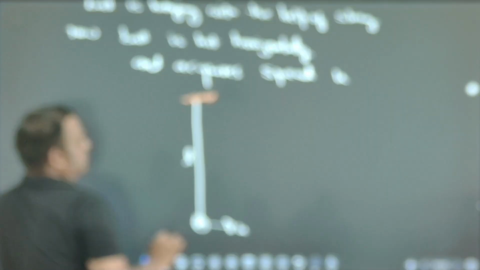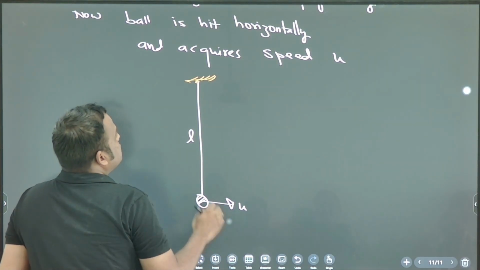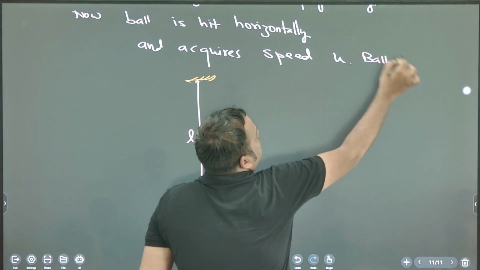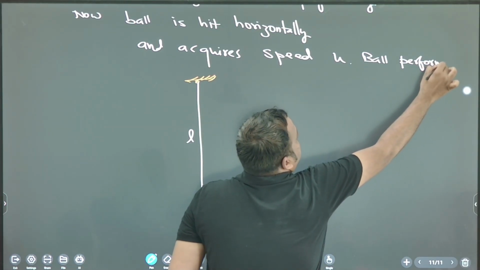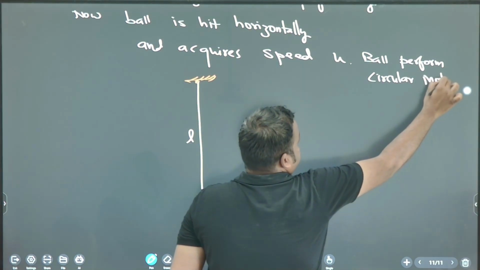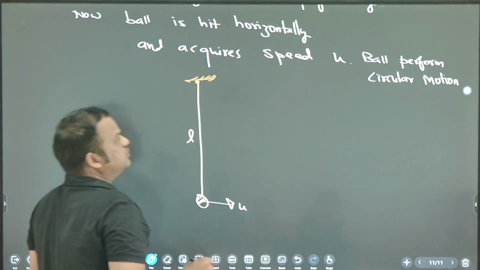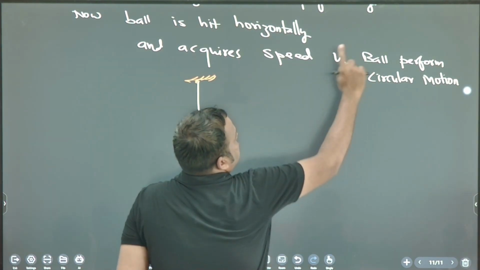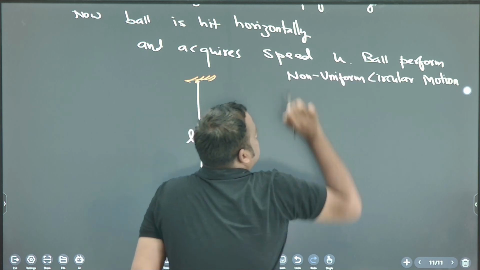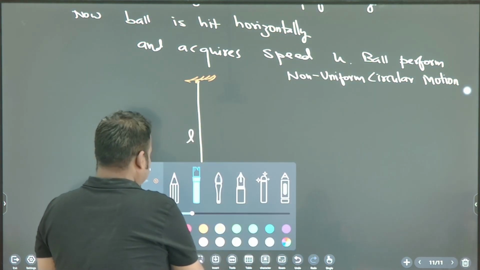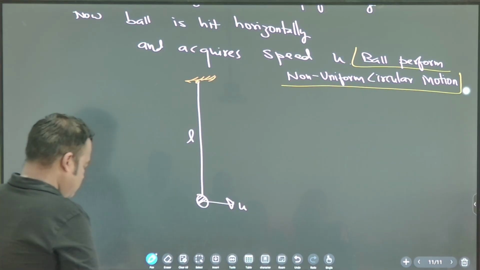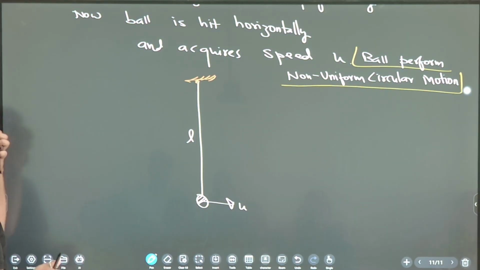Length of the string is L. Okay, so it performs circular motion. Note down, ball performs circular motion. Uniform or non-uniform? Is the speed constant or not constant? Not constant. So non-uniform. So ball performs non-uniform circular motion.